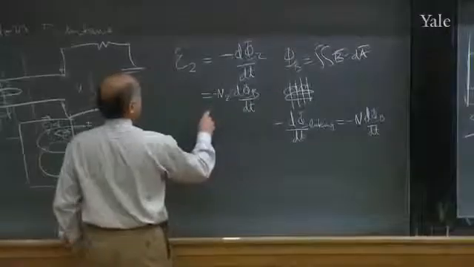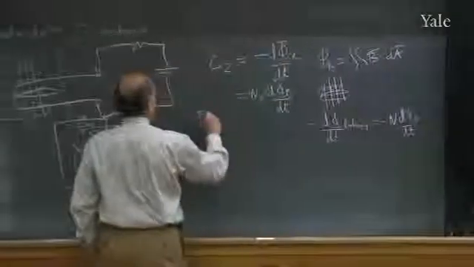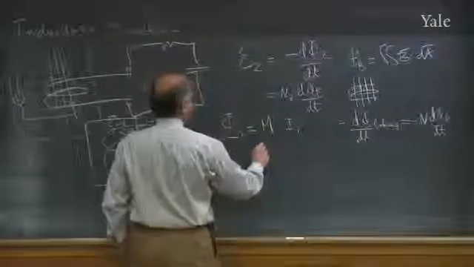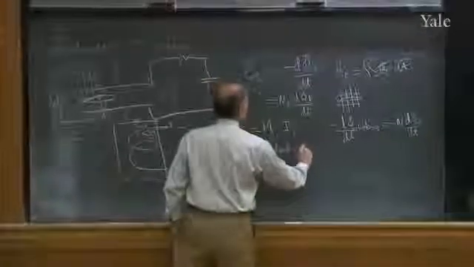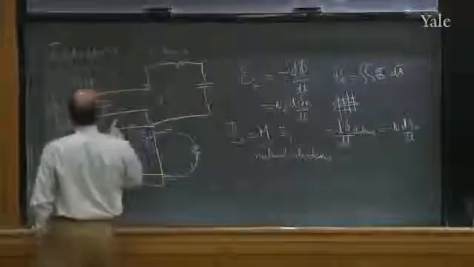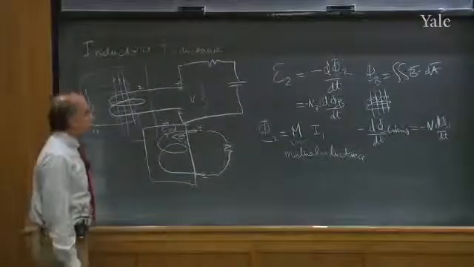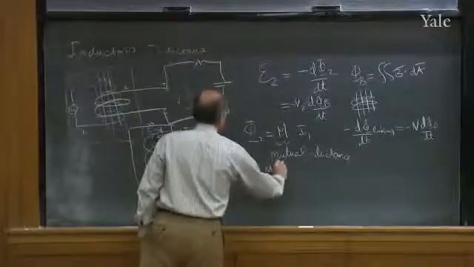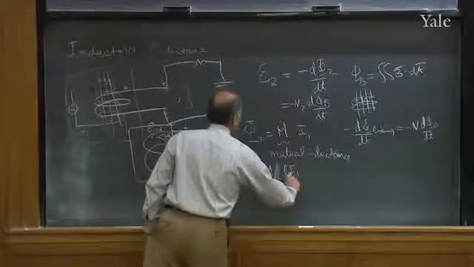So now, you can see here that the flux in the second coil is due to the current in the first coil, and the coefficient of proportionality is called the mutual inductance. So mutual inductance is how much flux you can get in the second coil per unit current in the first coil. Then you can write the EMF in the second coil as minus M12 di1/dt.